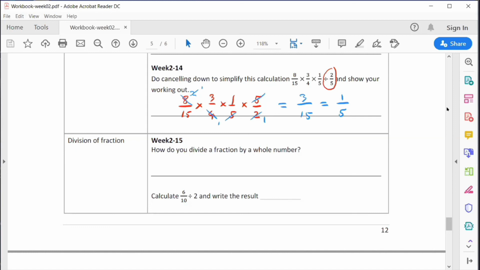Now, number 15. How do you divide a fraction by a whole number? All right, now write what you think. How do you divide a fraction by a whole number?